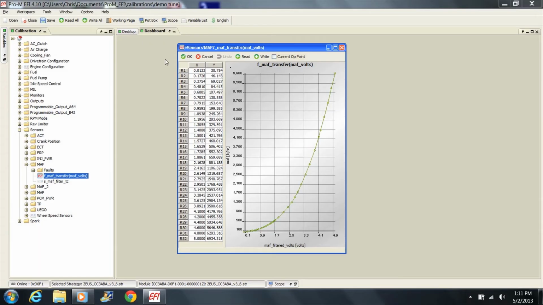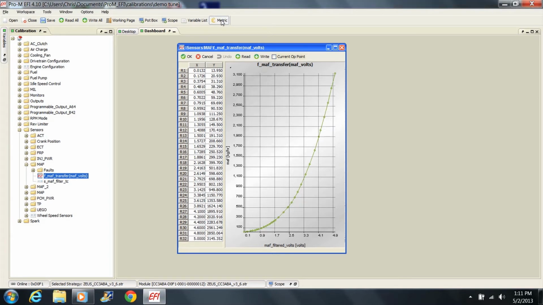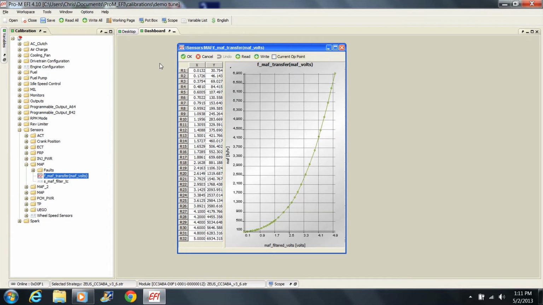Now let's look at the mass air transfer function. This is listed as MAF transfer in the tune. It's a simple table with voltage values in the left column and air mass values in the right column. Note that this table, as well as any other one, can be viewed in either English or metric by clicking on the English metric button at the top of the screen.